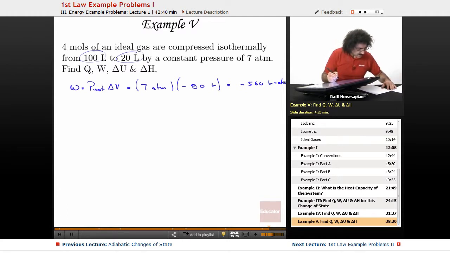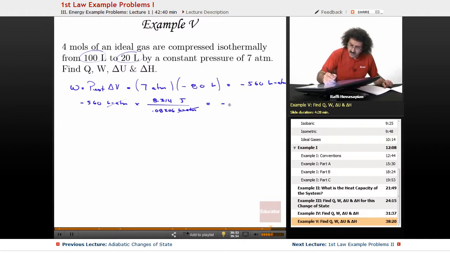Okay, well, minus 560, let's go ahead and convert this to joules. Minus 560 liter atmosphere times 8.314 joules divided by 0.08206 liter atmosphere. That cancels. You end up with, I'm going to go ahead and express this in kilojoules, minus 56.7 kilojoules.